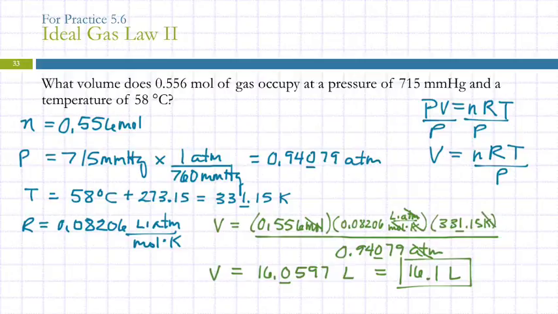Why isn't it 2 sig figs? Because of the 58? Because when we convert 58 degrees into Kelvin, we gained a significant figure. Because rules of addition say that you go to the number of decimal places. Yeah. Any other questions?